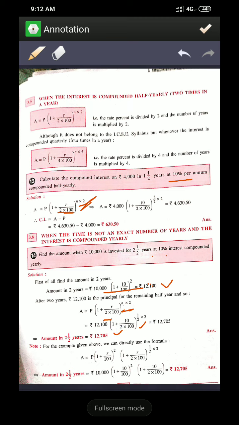So this is the way you can find out the answer. And another way, see here, for the example given, we can directly use the formula: A is equal to P into (1 plus R upon 100) to the power 2 and (1 plus R upon 2 into 100) to the power 1 into 2. This way we can do it. So there are different ways, but you have to understand what the problem is. That is very important.